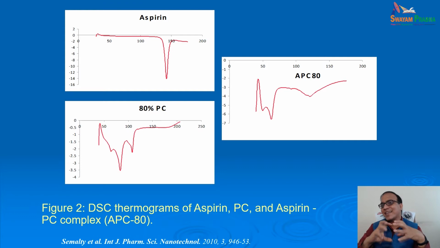So we can have an exact idea of what kind of changes were there, whether there were changes or not, whether the complex was formed or not. We can have an idea with the thermal analysis.